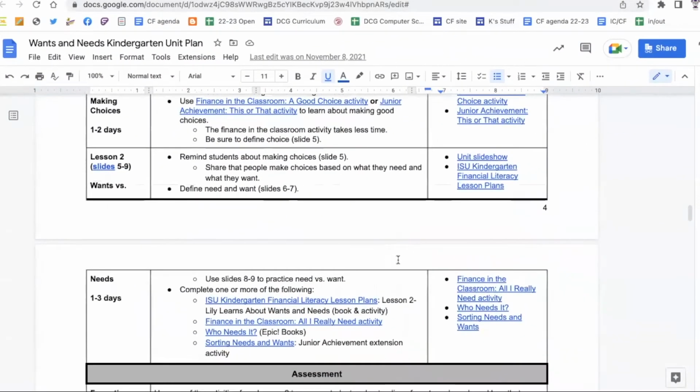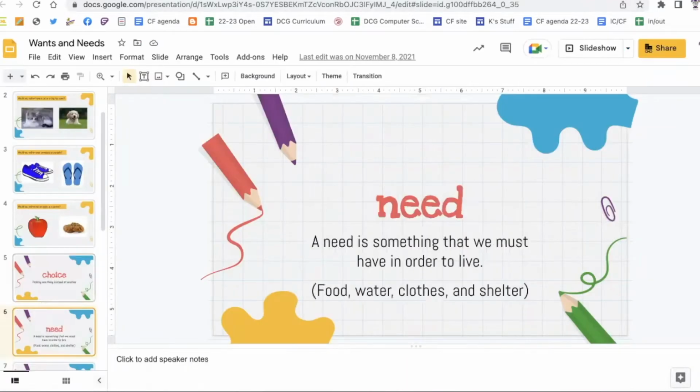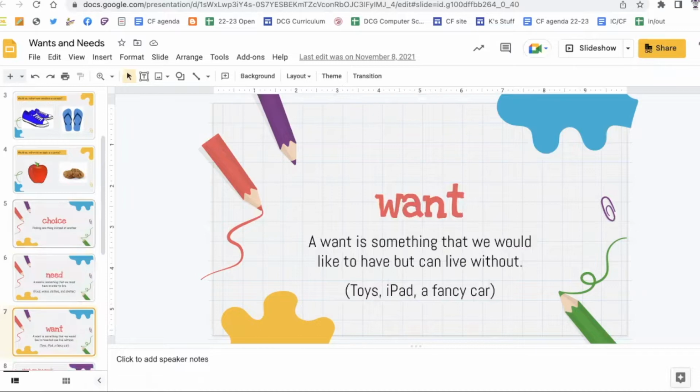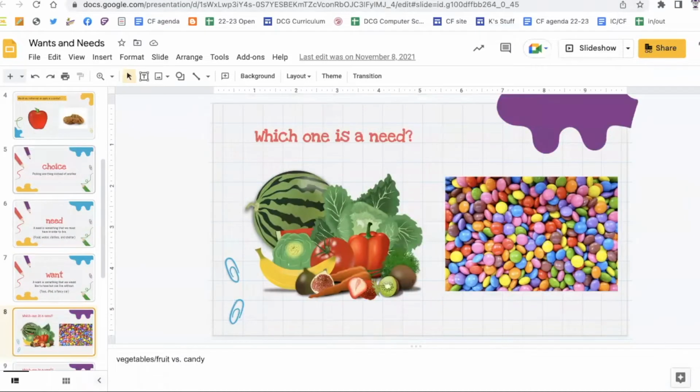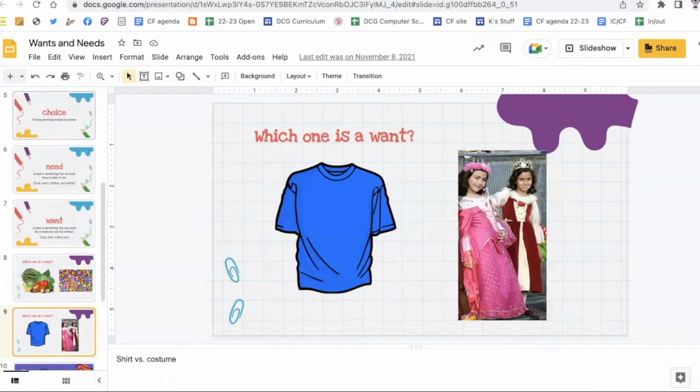Lesson 2, we do a quick review about making choices, and we let students know that choices are based on what you need and what you want. So then we define need and we define a want. Then you can go through and practice which one is a need versus want. So in this one, we have our fruits and vegetables versus candy. Fruits and veggies would be the need because it's the healthy food. Candy is the want. Which one is a want? A shirt versus a costume. Costume in this case would be a want.